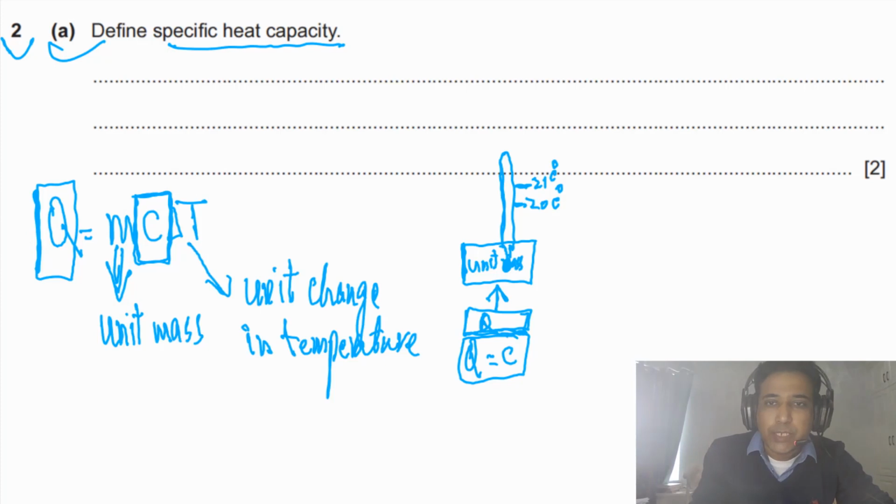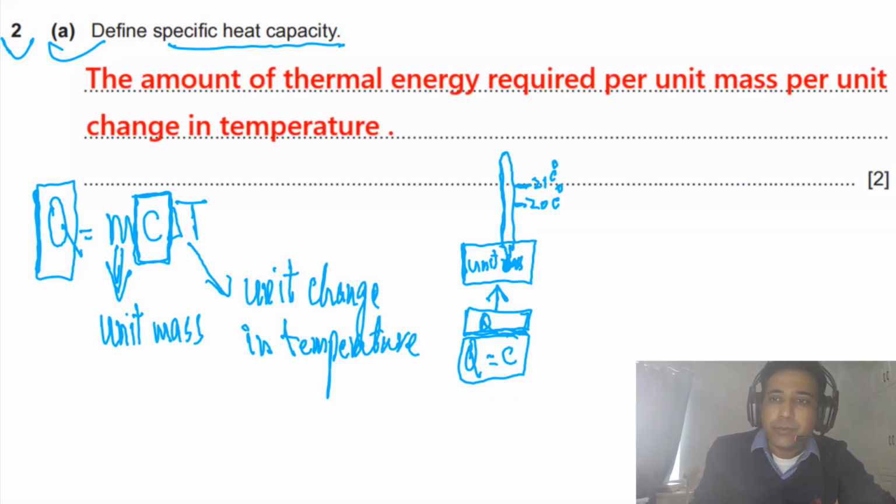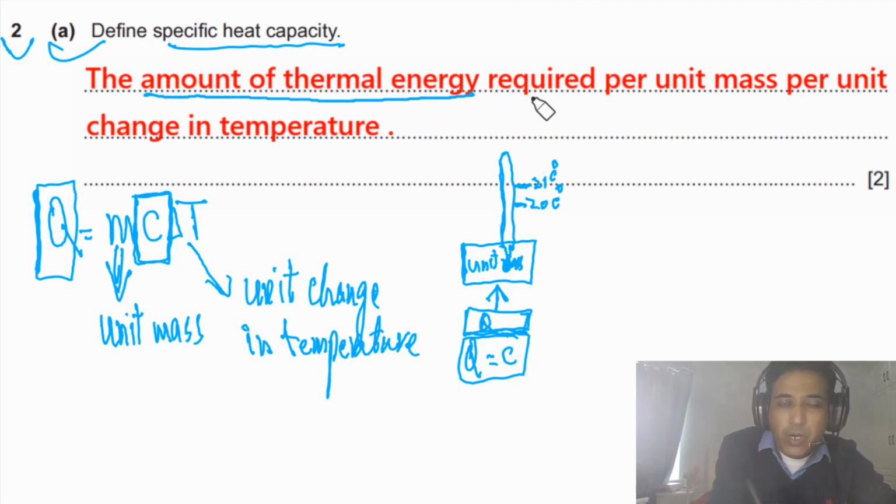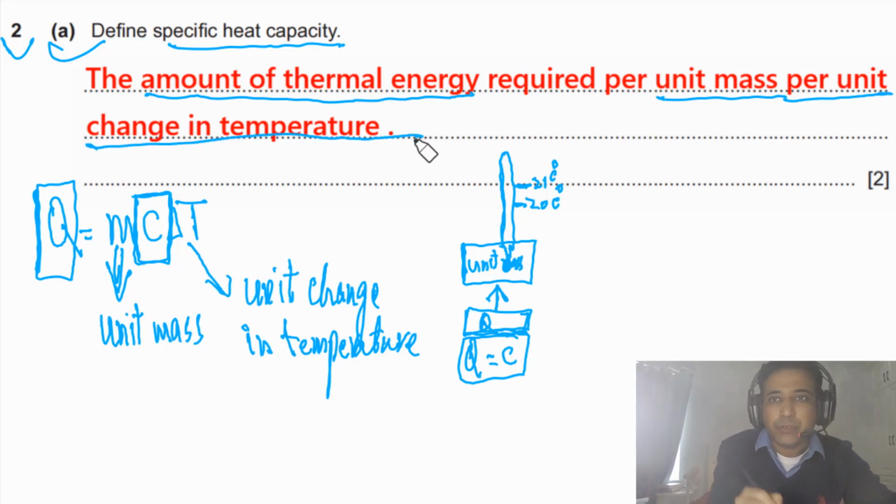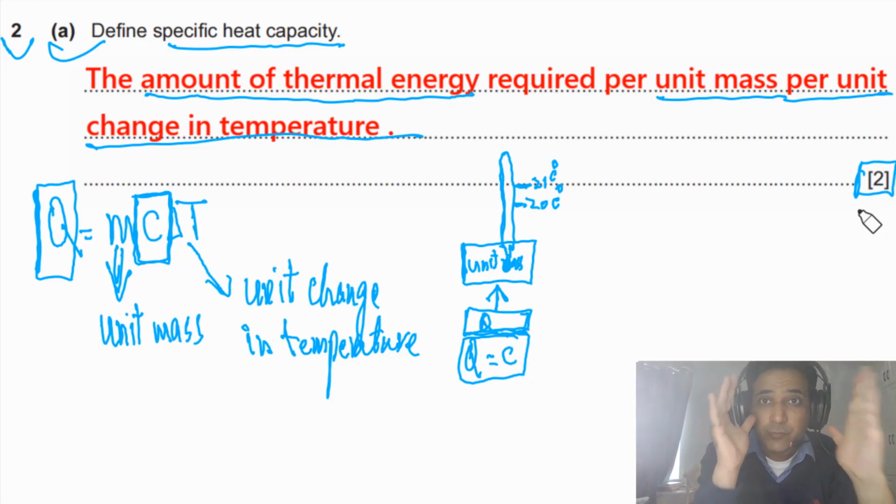Now let me show you how you can write down the answer. In your answer you can mention these points, and simply say: the amount of thermal energy required per unit mass per unit change in temperature. If you write this, you will get 2 marks. So this is what specific heat capacity is: when the mass is unit mass and we want a unit change in temperature, the amount of thermal energy we need to supply is the specific heat capacity.